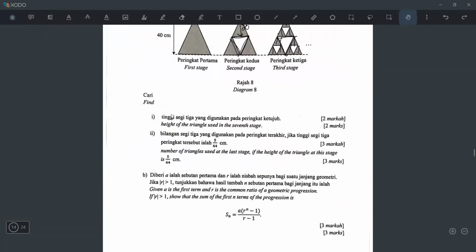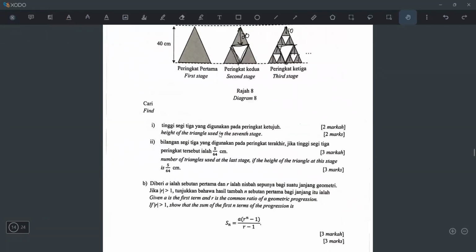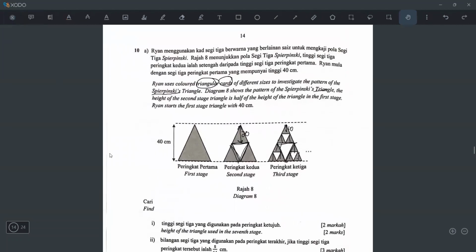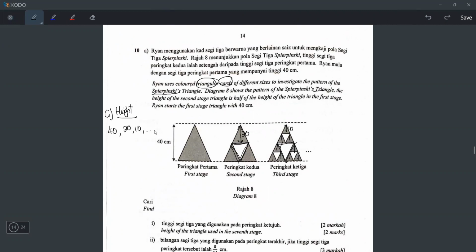Okay, but it's okay. Let's go to number 1. It says, find the height of triangle used in the 7th stage. I think first thing first is I have to form a progression using the height. Okay, so let's form a progression first. So we will use height, not area, not perimeter. So the height of the first stage is 40, followed by 20, followed by 10, and so on. So the a is 40 and the r is 1 over 2, because it must be geometric because you divide by 2, right? So yeah, it should be 1 over 2.